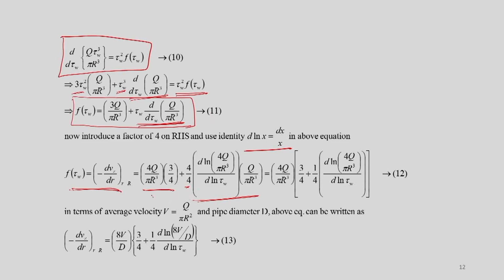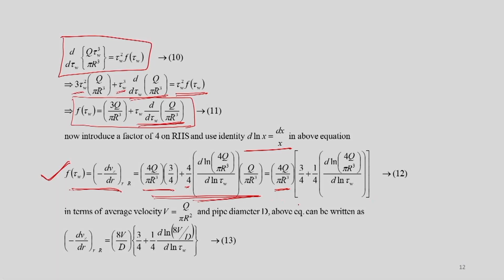So, now from these two terms in the RHS of this equation, what we do? We take common 4q by pi r cube. So, then we get 3 by 4 plus 1 by 4 d ln 4q by pi r cube divided by d ln tau w. So, now we have an equation for shear rate also. Shear rate, that is wall shear rate, that is minus dvz by dr at r is equal to capital R from this equation.